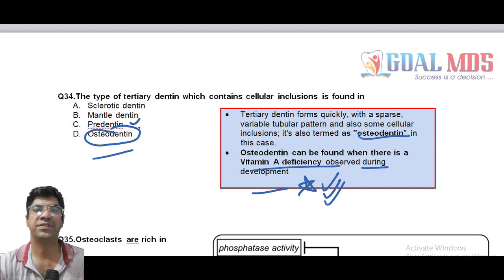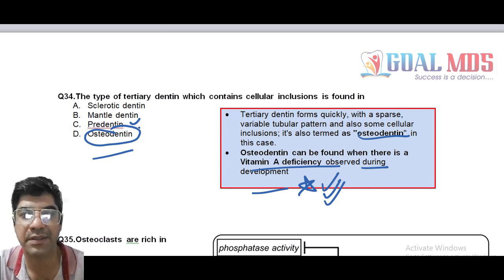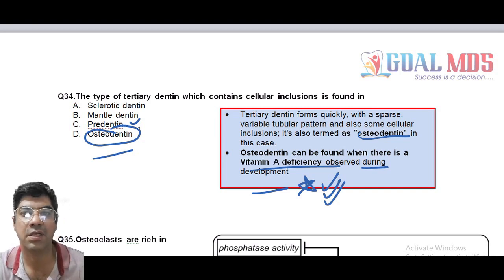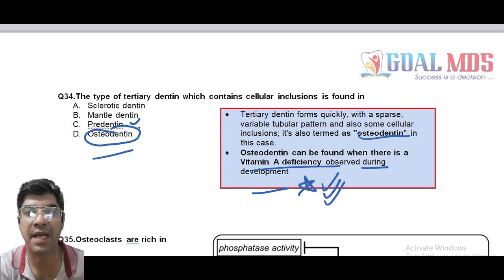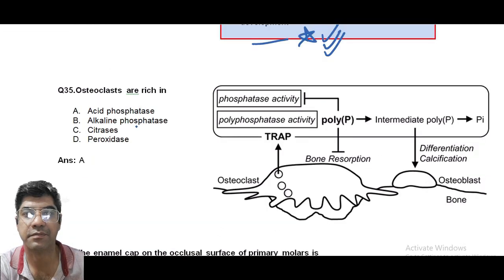Remember, pre-dentine, option C, is an unmineralized matrix that is produced by odontoblasts. So it does not contain any cellular inclusions and it is composed of organic matrix that will later mineralize to become dentine.